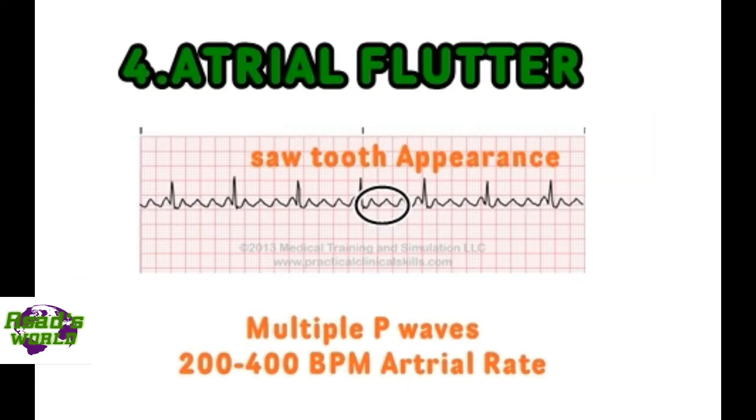Now moving forward to atrial flutter. In this dysrhythmia, the atria beat too fast, about 200 to 400 beats per minute, which will ultimately cause multiple P waves to be produced on the ECG strip. And you will observe the sawtooth appearance that I highlighted.